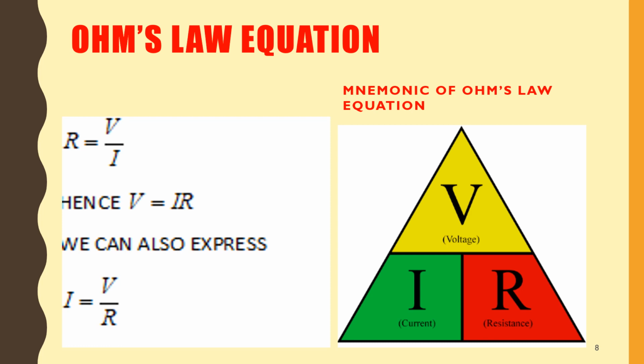On the right hand side, we can see a triangle that can be used to help us remember these three expressions. If you cover letter V with your finger, then you get I times R. If you cover letter I, you get V divided by R. And if you cover letter R, you get V over I. So those are different ways of determining the equation. So that is how you can remember those equations. That's a mnemonic, very useful mnemonic.